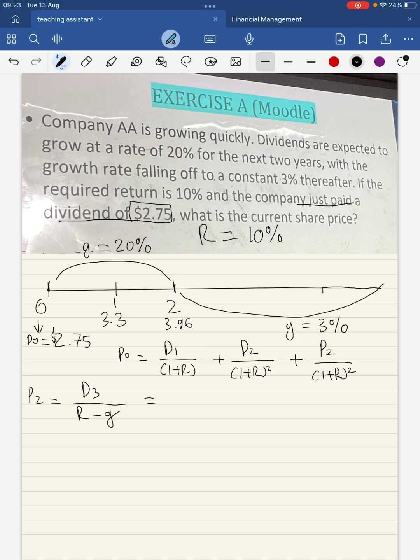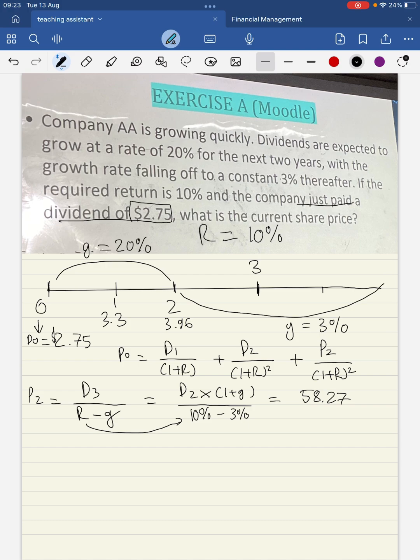And D3 is equal to D2 times 1 plus G, here on the timeline, year number 3. And starting from year number 2, the growth rate is equal to 3%. Therefore, P2 will be equal to D2 times 1 plus 3%, divided by 10%, which is R, minus G, 3%. And we find out that P2 is equal to 58.27 USD.